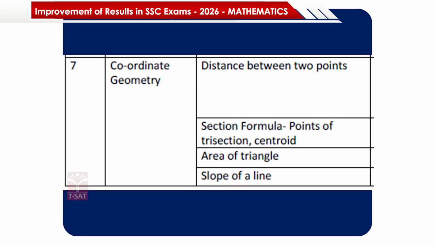And further, if we observe, the next chapter is coordinate geometry, where we can see different concepts like finding the distance between given points and the section formula.